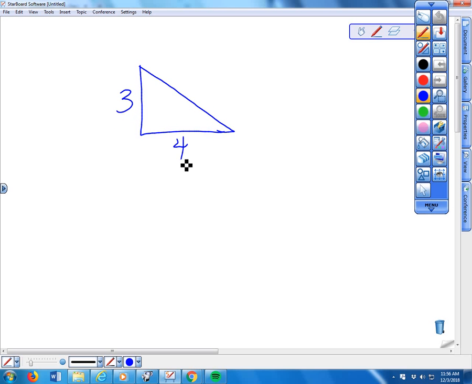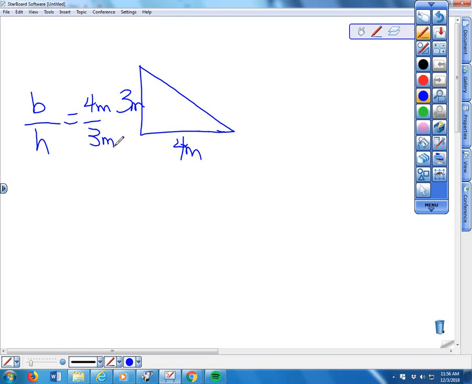If I wanted the ratio of length to height, or base to height, I should say, that would be 4 to 3. And if this is meters, it'd be meters over meters, base to height. If I want height to base, it'd be 3 over 4. But notice I have meters on the top, meters on the bottom.